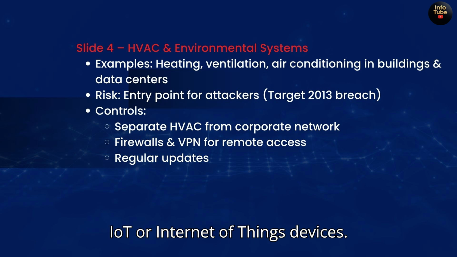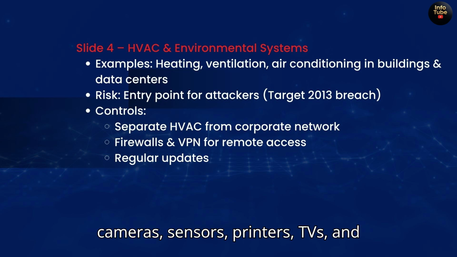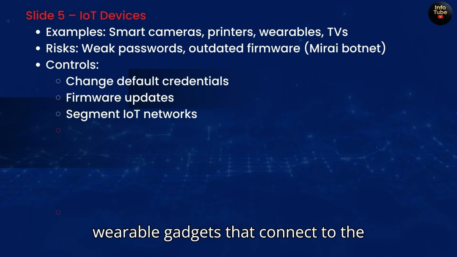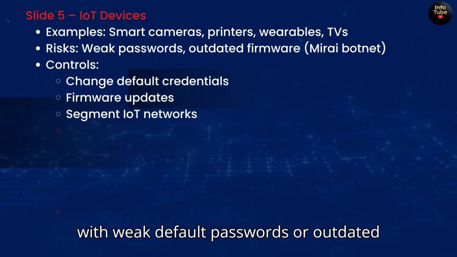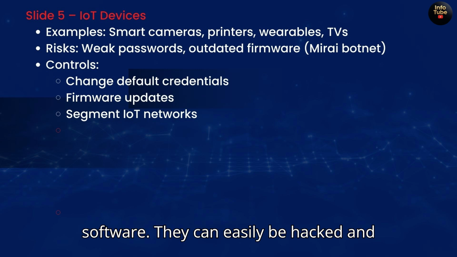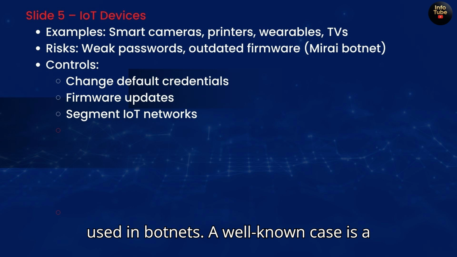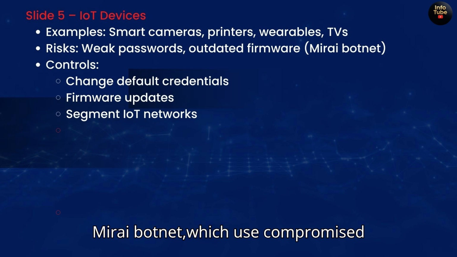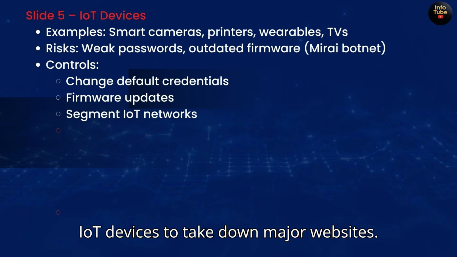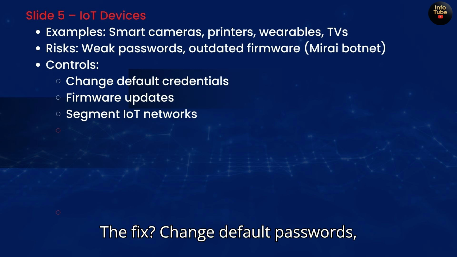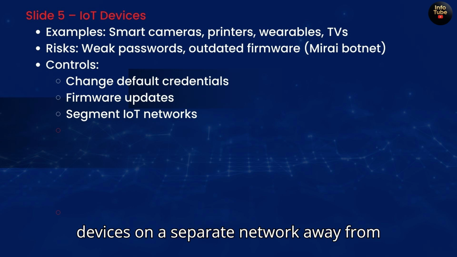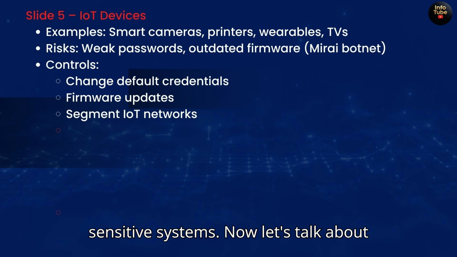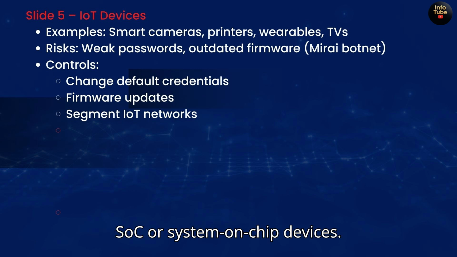Now let's move on to IoT, or Internet of Things, devices. IoT devices are things like smart cameras, sensors, printers, TVs, and wearable gadgets that connect to the Internet. The problem? Many of them ship with weak default passwords or outdated software. They can easily be hacked and used in botnets. A well-known case is the Mirai botnet, which used compromised IoT devices to take down major websites. The fix? Change default passwords, keep the firmware updated, and put IoT devices on a separate network away from sensitive systems. Now let's talk about SoC, or System-on-Chip, devices.